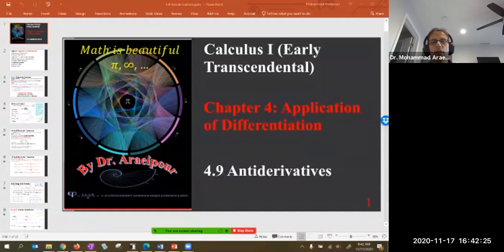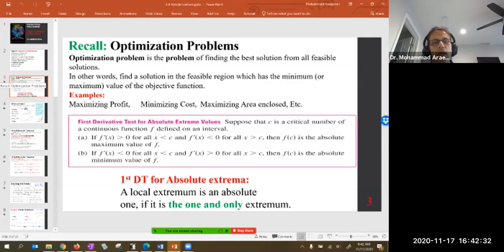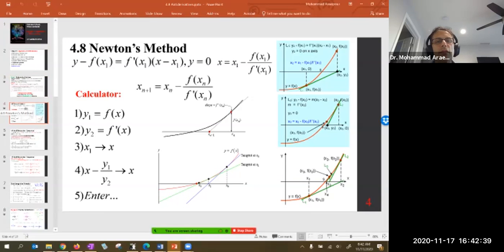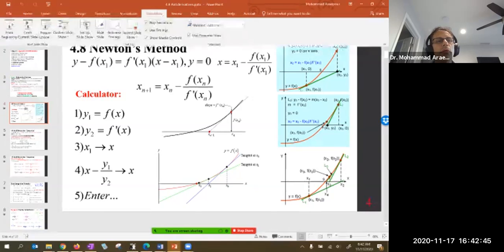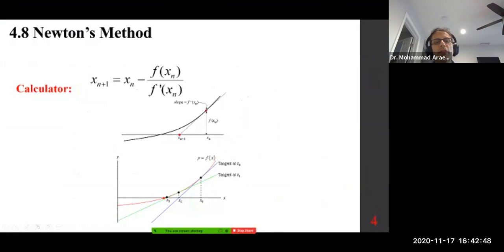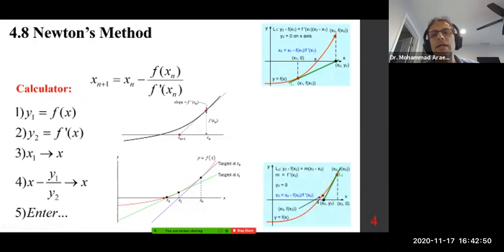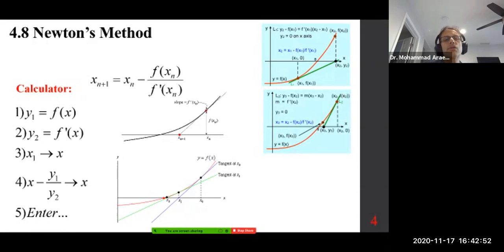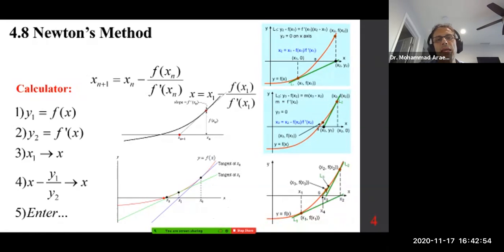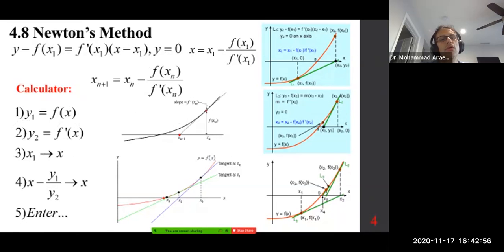Good morning, class. We are looking at section 4.9, antiderivatives. So we discussed optimization problems and Newton's method. In short, Newton's method is really what's called the equation of a tangent line, using that and setting y equal to 0.